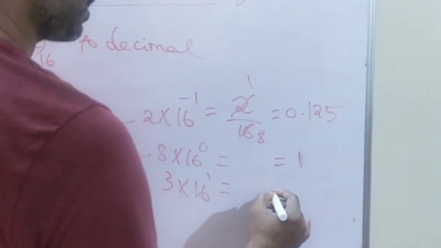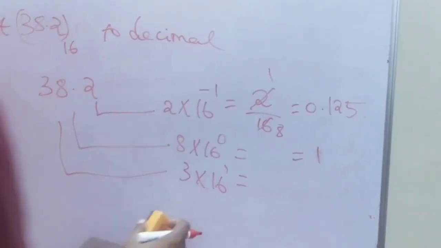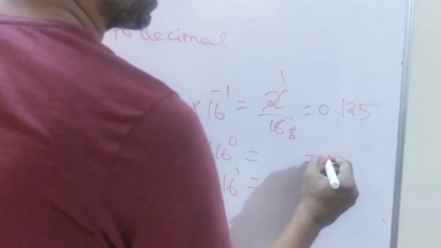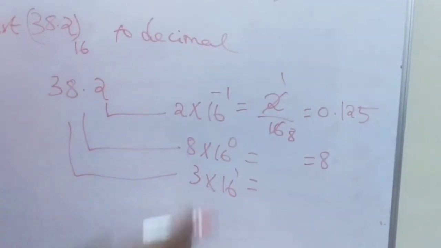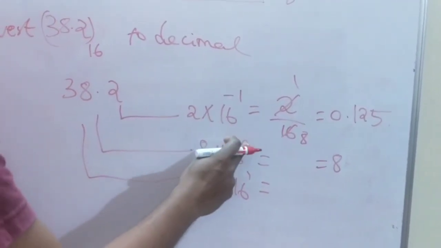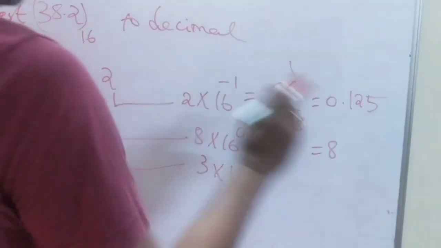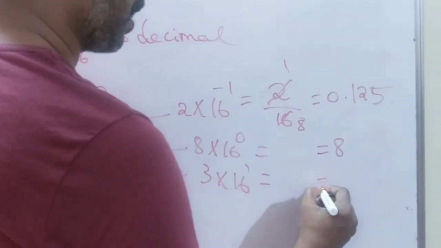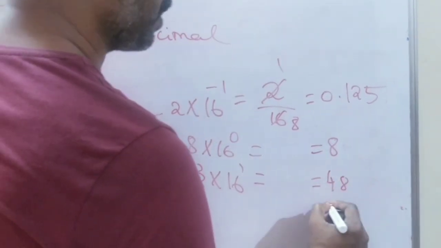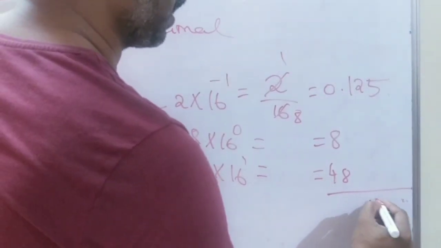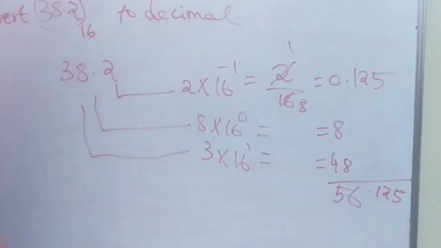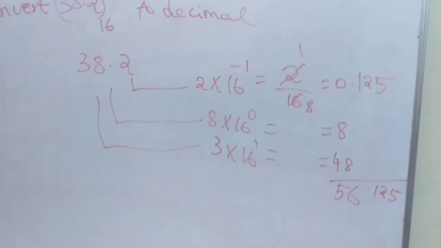So 8 into 16 power 0 is 8, since any number to the power 0 is 1. So 8 into 1 is 8. And 3 into 16 power 1 is 3 into 16, which is 48. Then you form the sum. What you will be getting? 0.125 and then 56.